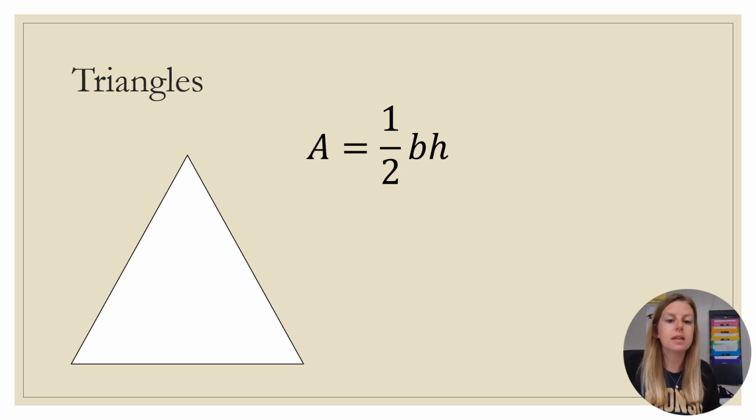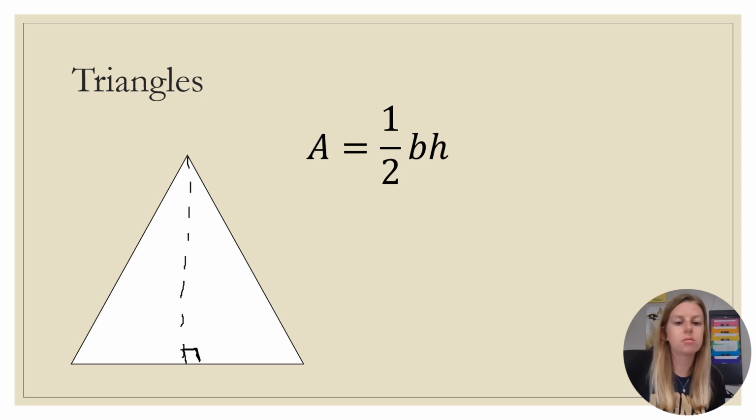And again, my height cannot be those slant sides. It needs to be whatever is in the middle that makes a right angle with the base. Okay, so my height has to go straight down into whatever the base is with that right angle. Wherever that right angle is probably telling me the height. Let's say that this triangle has a height of 8 inches and my base is 12 inches.